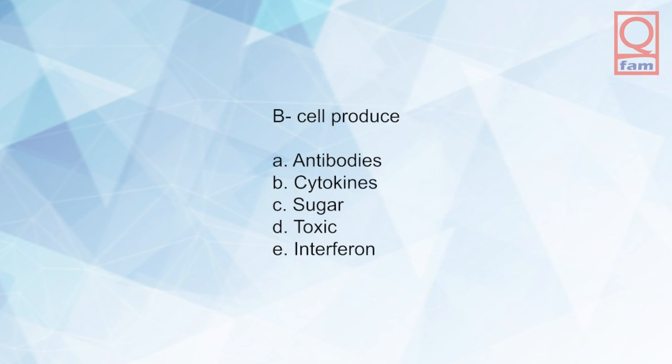B cell produce? A. Antibodies. B. Cytokines. C. Sugar. D. Toxic. E. Interferon. The answer is A. Antibodies.